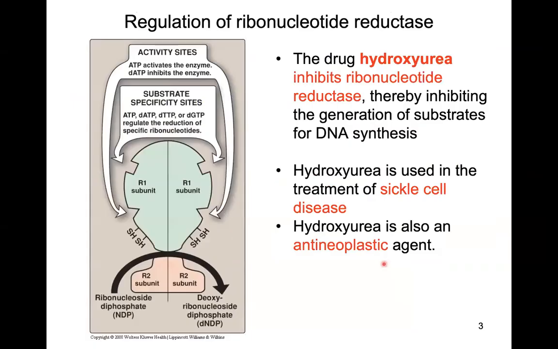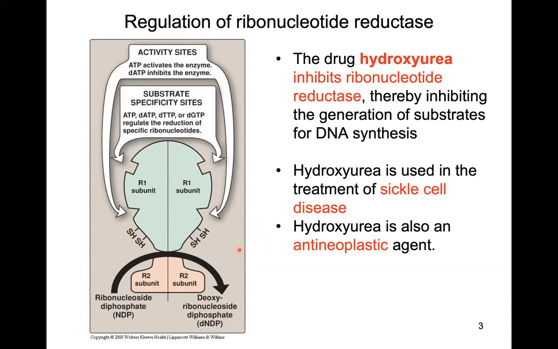Okay. So how is the ribonucleotide reductase actually regulated? It's regulated by something called hydroxyurea. So hydroxyurea is a drug that inhibits ribonucleotide reductase. What happens when you inhibit the ribonucleotide reductase? You're basically preventing the production of deoxyribonucleoside diphosphate, this thing here. When you're preventing the production of this, you are preventing the production of DNA, inhibited DNA synthesis. So the cell is not able to reproduce its DNA and cells cannot divide.